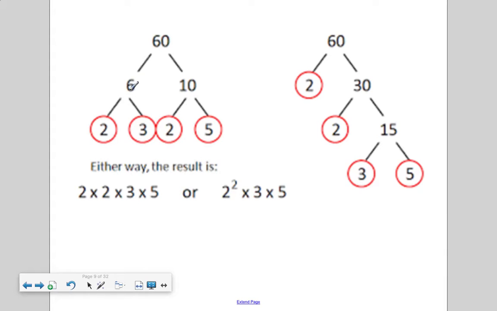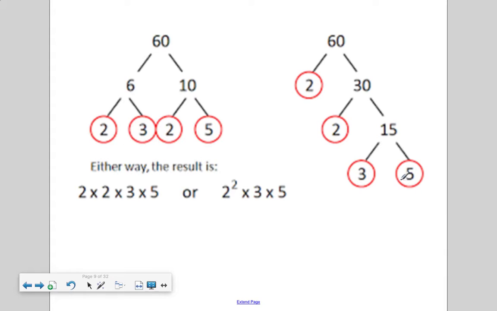The factors of 60 are either 6 times 10 or 2 times 30. Can you have more factors from 6? Yes, 2 and 3. We circle those because those are prime factors. 10 is composed of 2 and 5. We circle those 2 and 5 because they are prime factors. 60, that's 2 times 30. We circle 2 because it's a prime factor, but 30 can be broken down into 2 and 15. Circle the 2.